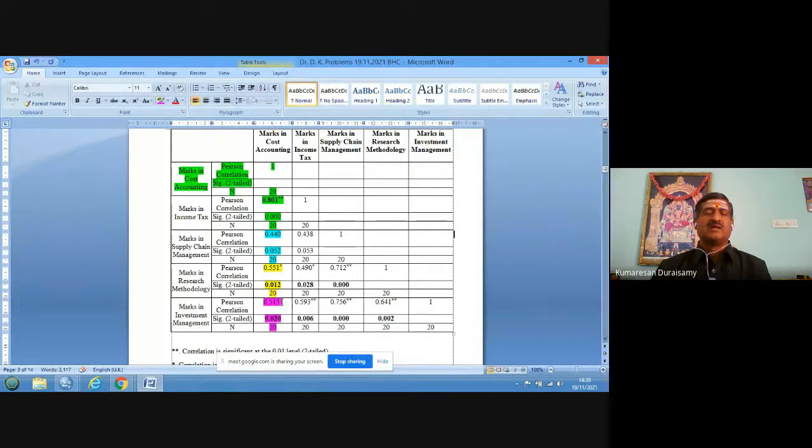Look at this. 0.515, so 51.5%. The p-value is 0.02, which is less than 0.05. There is a significant correlation.